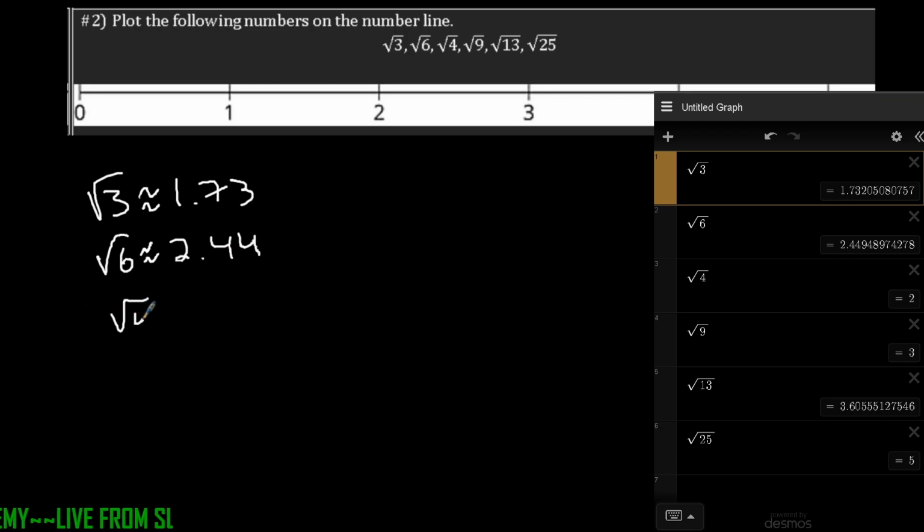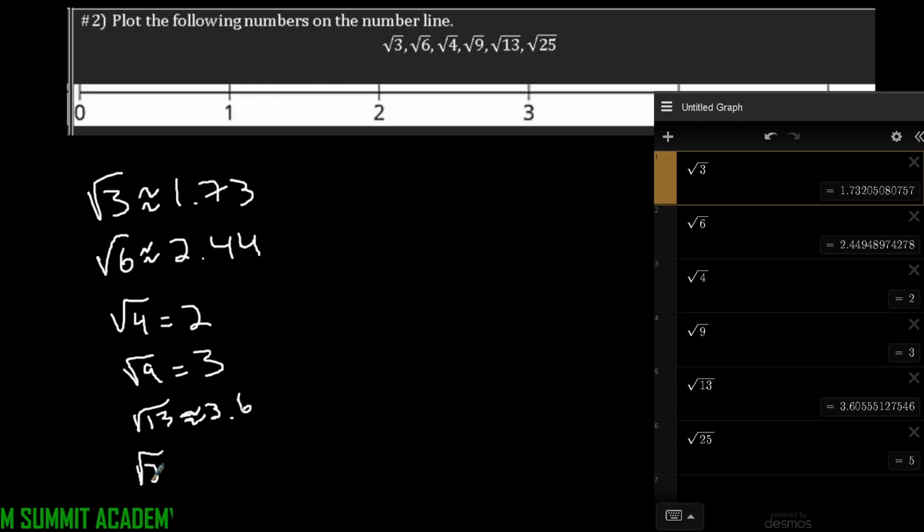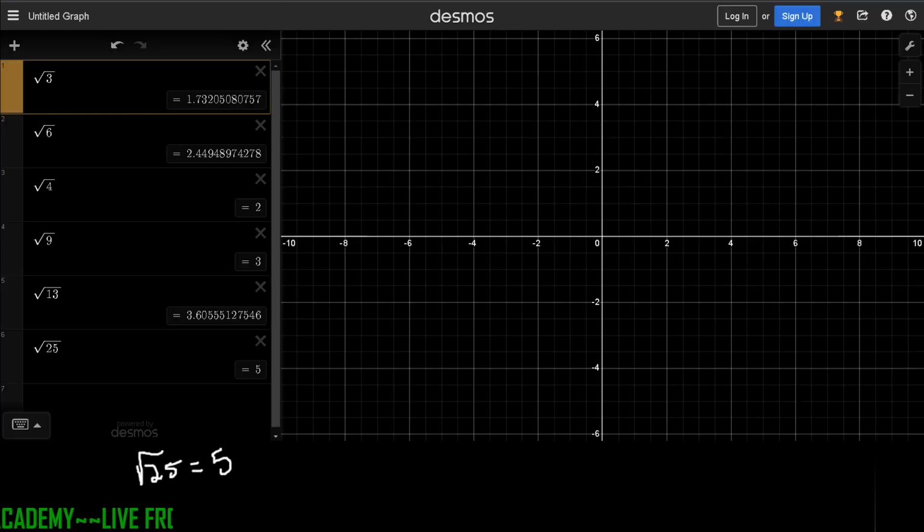Square root of 4 is equal to 2. Square root of 9 is equal to 3. Square root of 13 is approximately 3.6. And square root of 25 is equal to 5. So make sure you write those down first, or if you need to, write them on the side, you certainly can. And now let me hide that again.